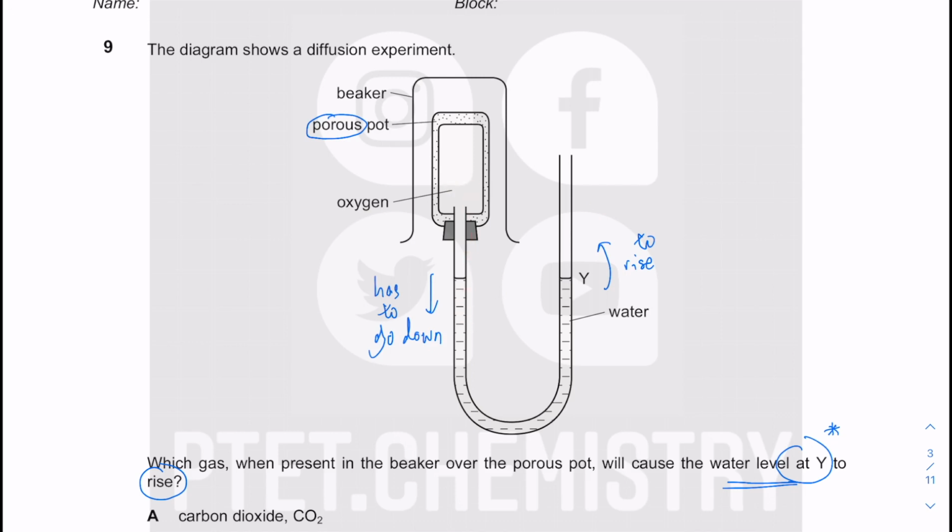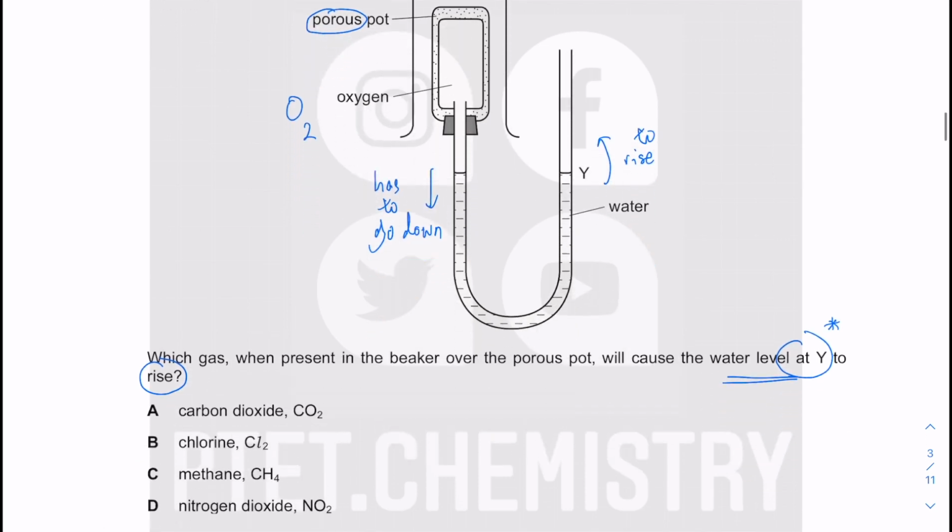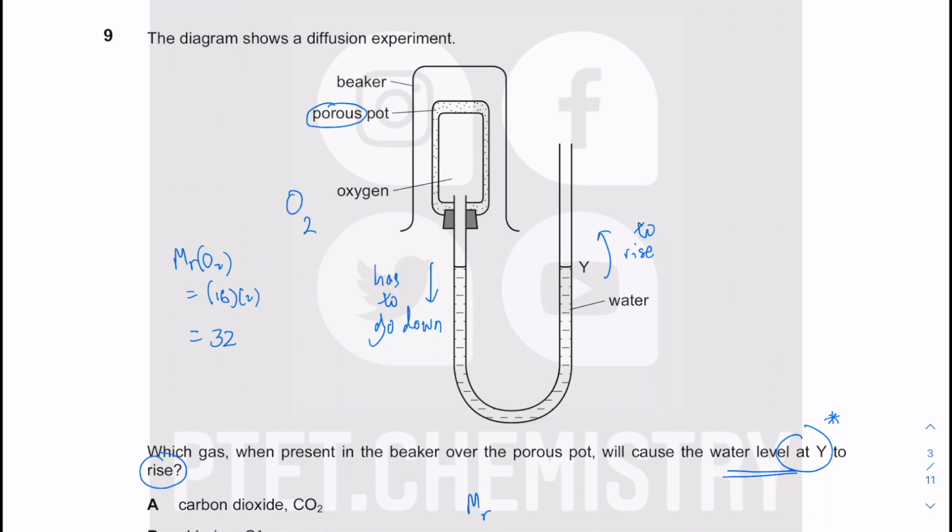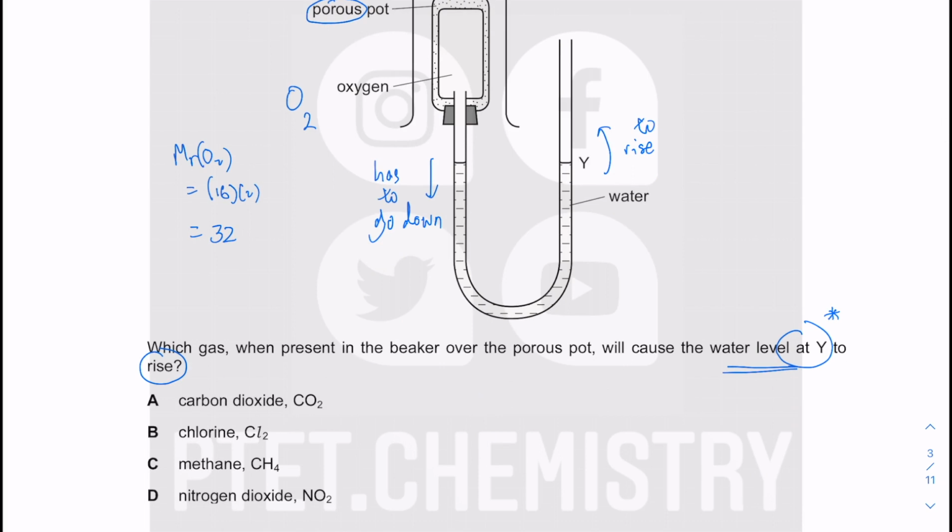Well, this is oxygen. Oxygen exists as a diatomic molecule, O2. So the relative molecular mass of O2 is going to be 16 times 2, which is 32. Then I have to think about the situation. The oxygen can go out because it's porous, but the gas outside can come in as well. If the level has to go down, that means the oxygen has to, how do I say this? Let me work out the molecular mass first for all of them, and we'll try and make sense of this in a little bit.